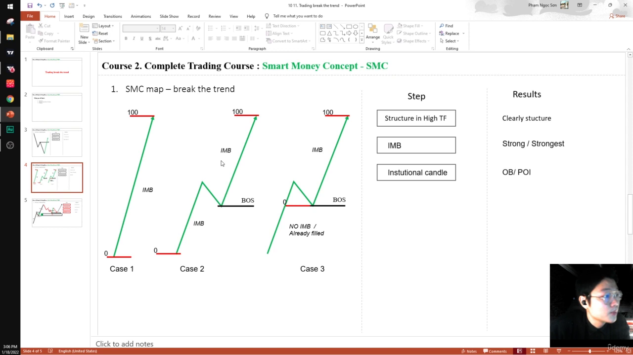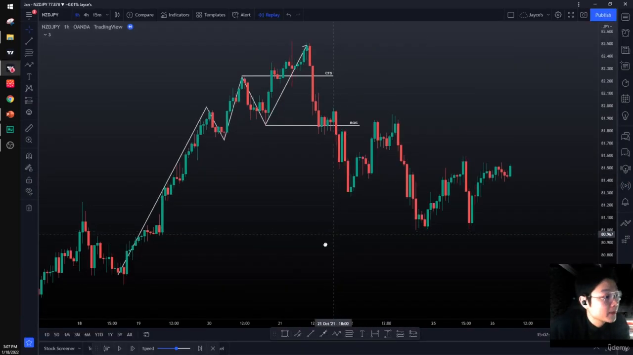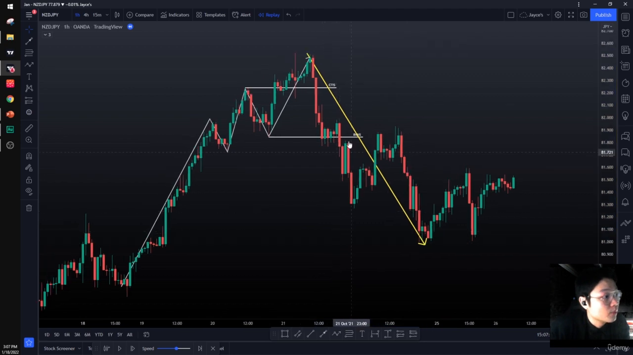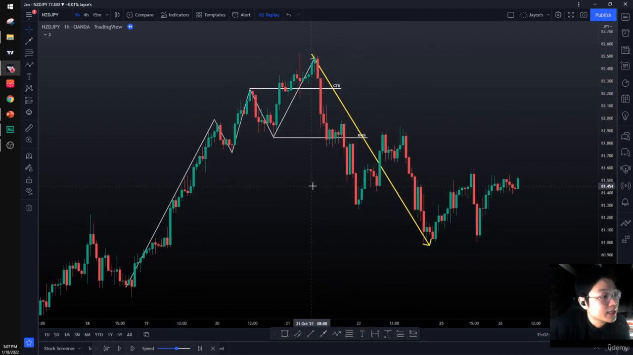On the next page, we will analyze the breakout structures. At this step, you need to analyze the breakout wave. The first thing is the breakout structure in the highest time frame, then the imbalance in the breakout wave, and institutional candles to define the POI and order block. Here we have the breakout wave. Price already broke out from these 2 candles. Therefore, let's analyze this wave.